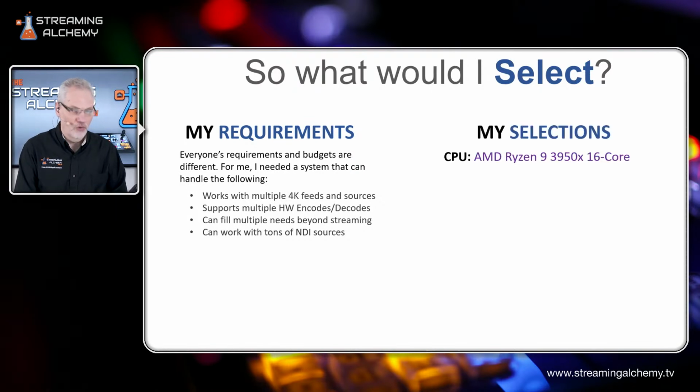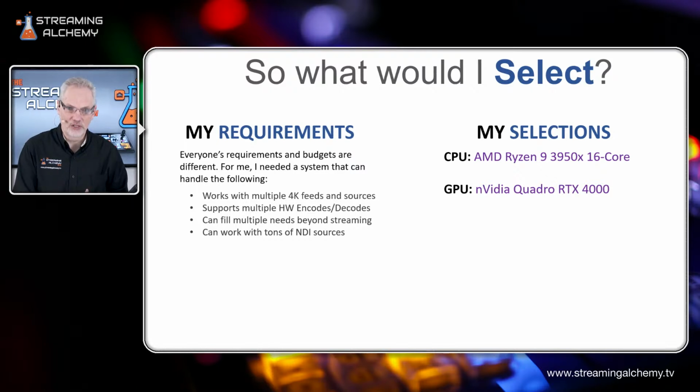So our selections, with the systems we set up here, is the 16 core Ryzen 9, which is 16 core 32 thread. It's expensive. This is probably $800 or $900 for the CPU, but definitely a great performer for the types of things we wanted to do.